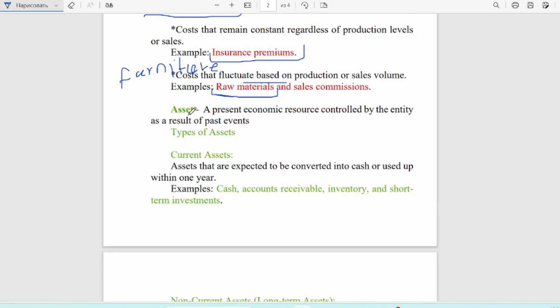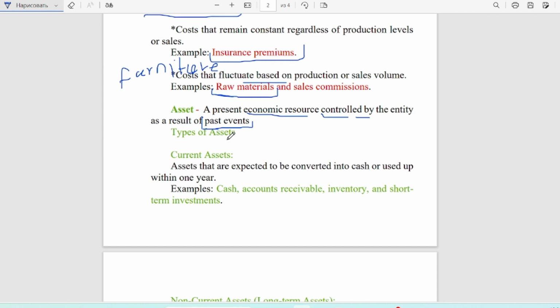And the next one is asset. Assets, a present economic resource controlled by the entity as a result of past events. We should learn keywords right here: economic resource, controlled by an entity as a result of past events, because in the tests you may see it as a question, and for answering that question, these keywords will help you. Asset, a present economic resource controlled by the entity as a result of past events.